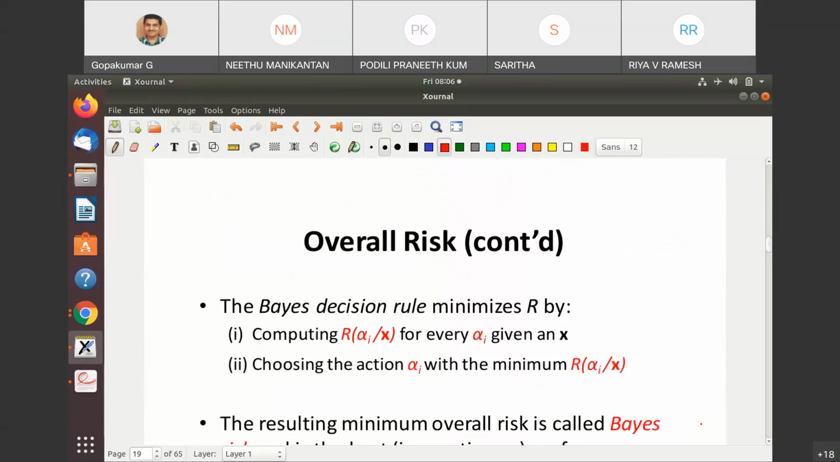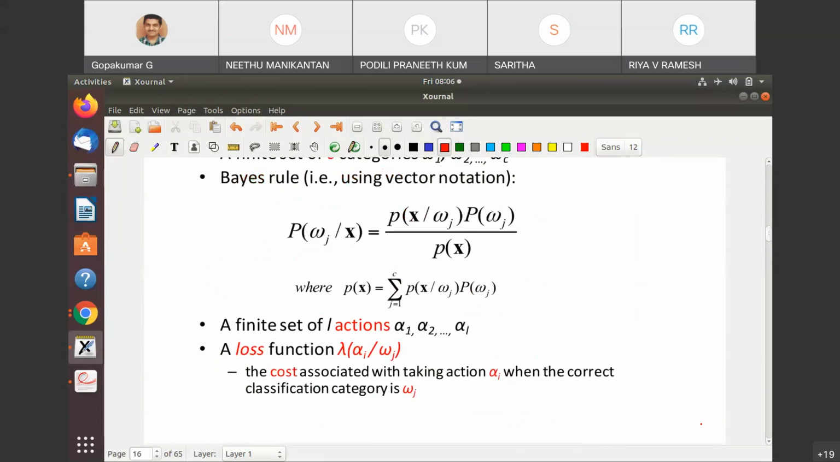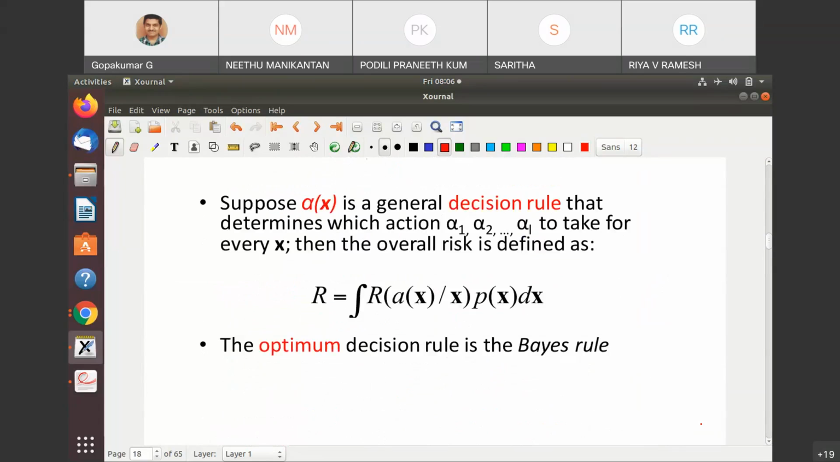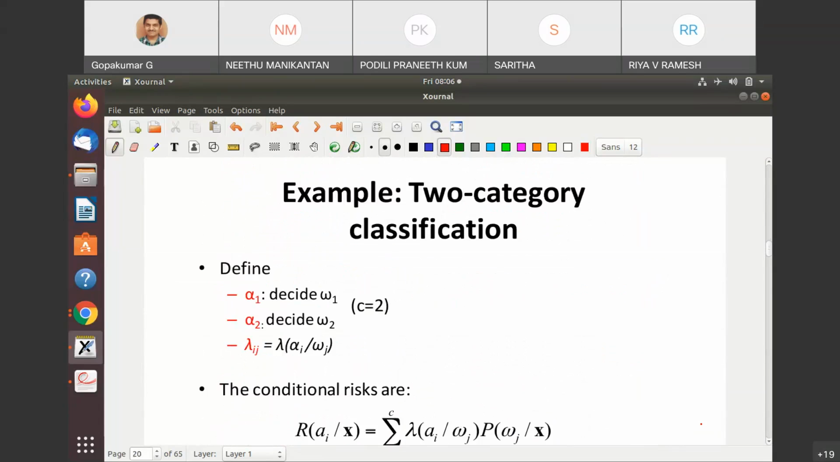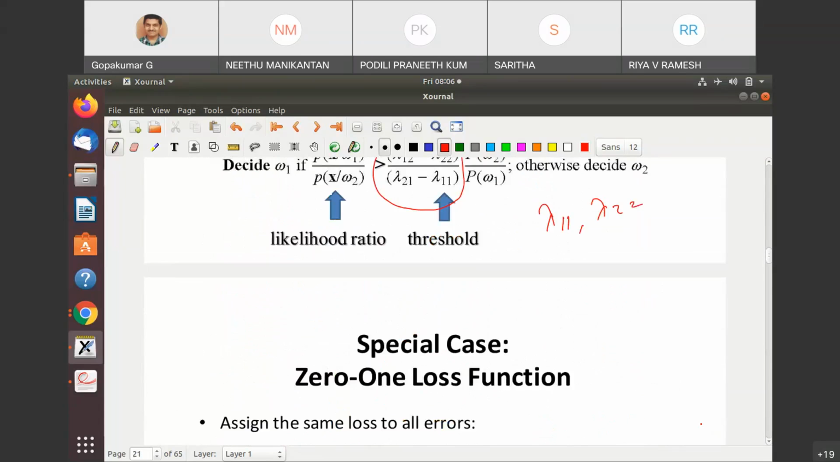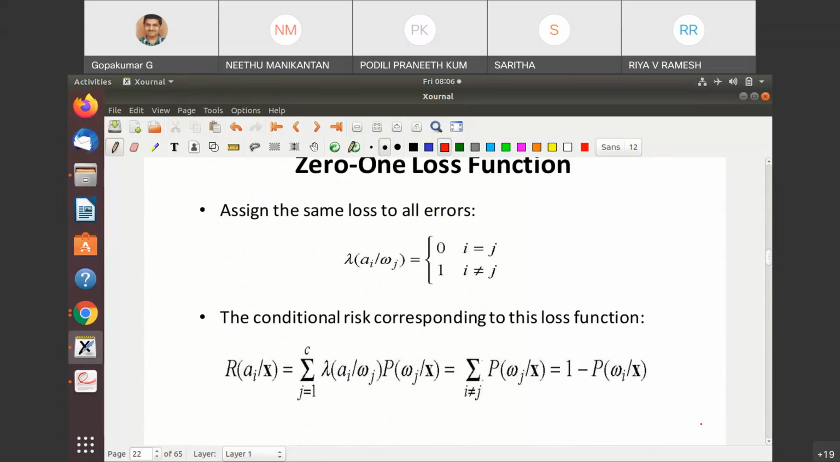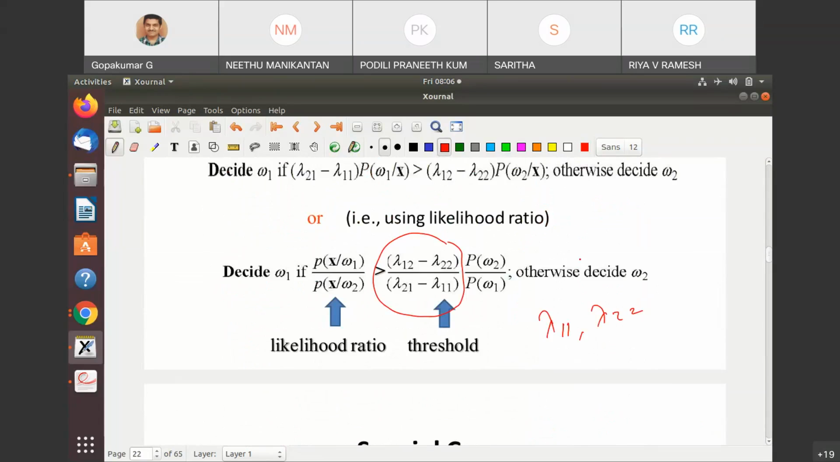we have a 0 and 1. So the 0-1 loss function, where we have either 0 or 1. That is this particular case. Here we can say that for lambda 1 1 and lambda 2 2, we assume that we don't have any losses, so we assign a value of 0.